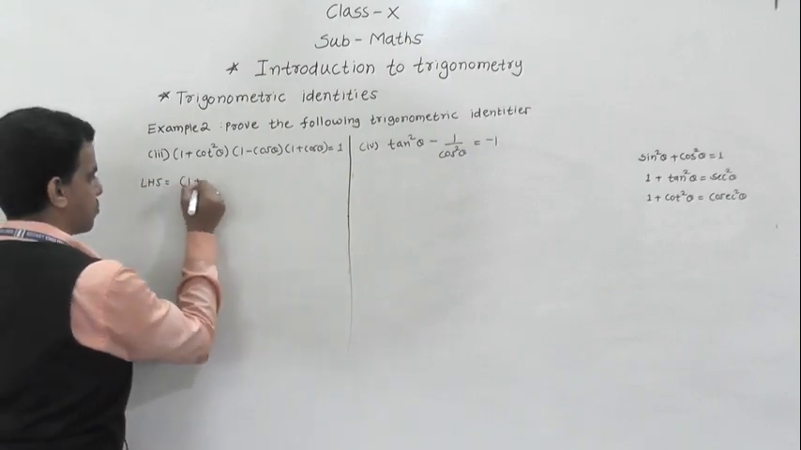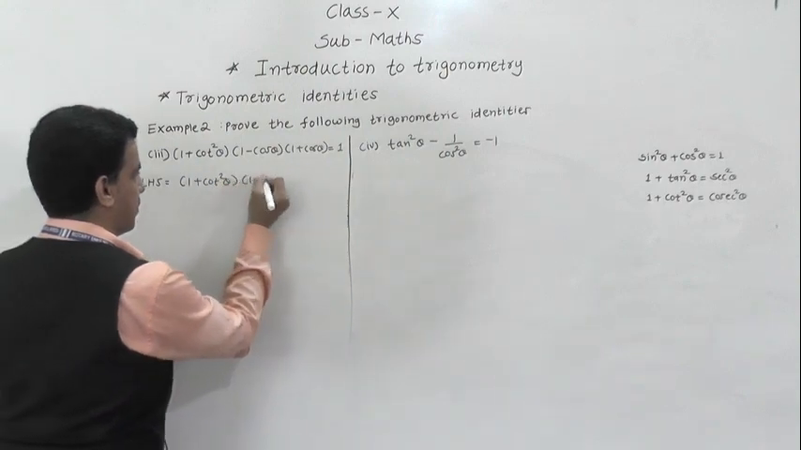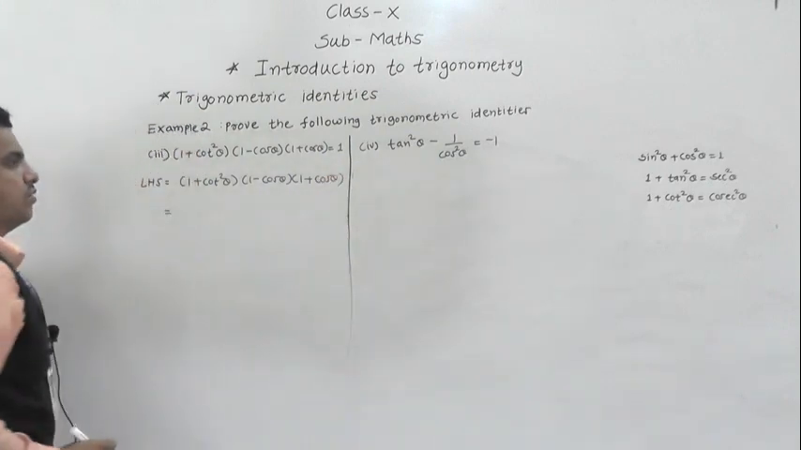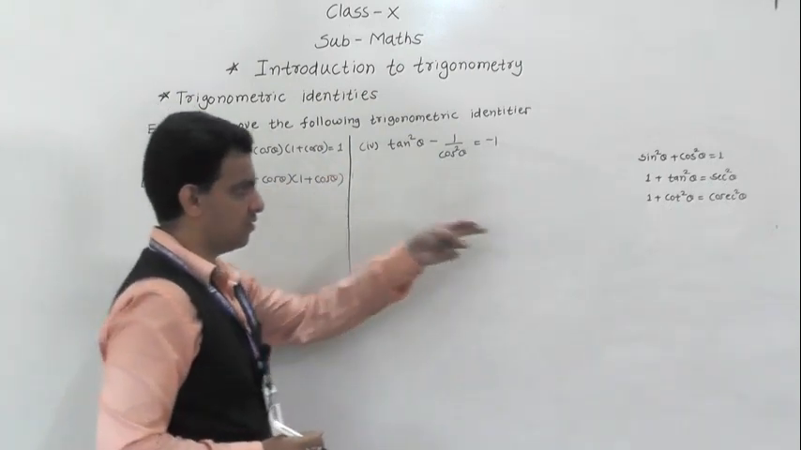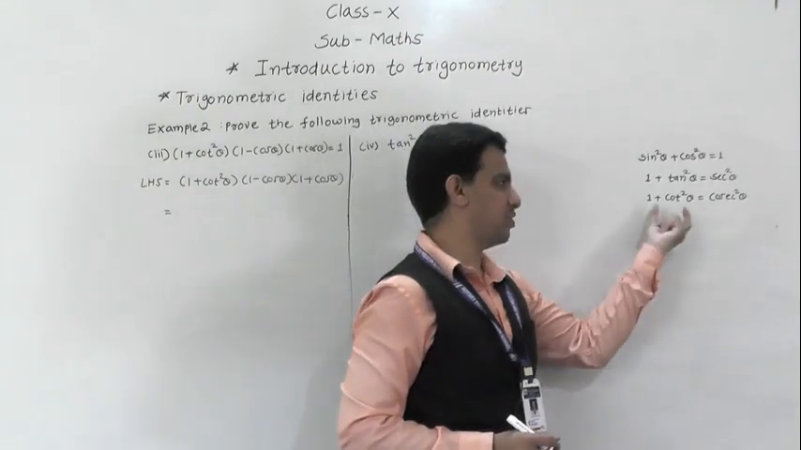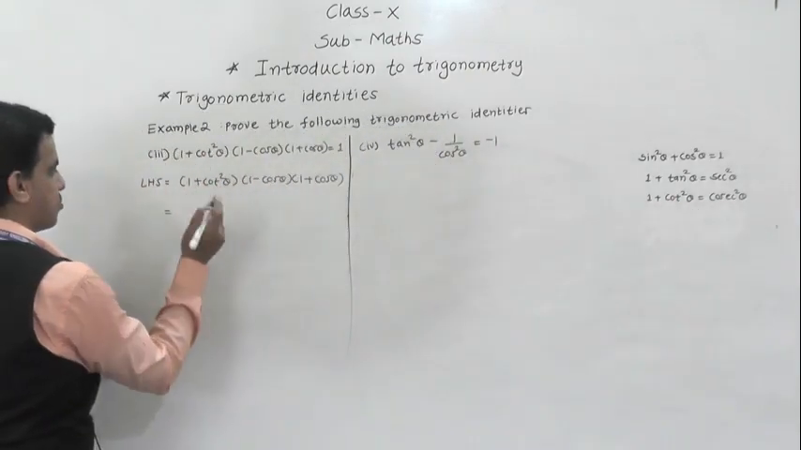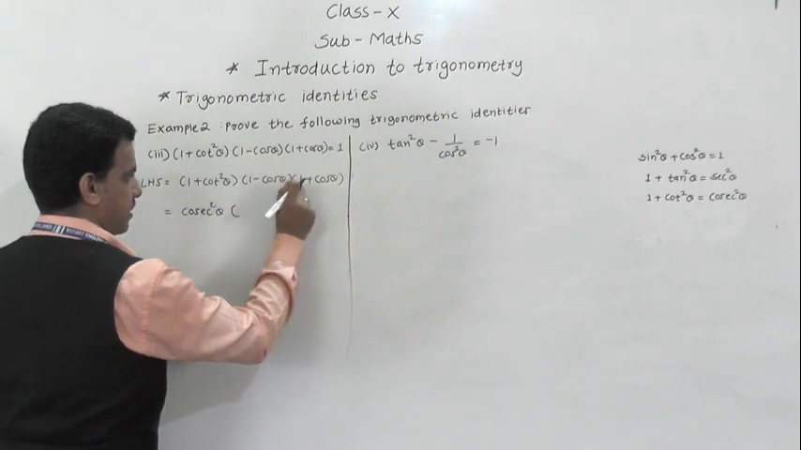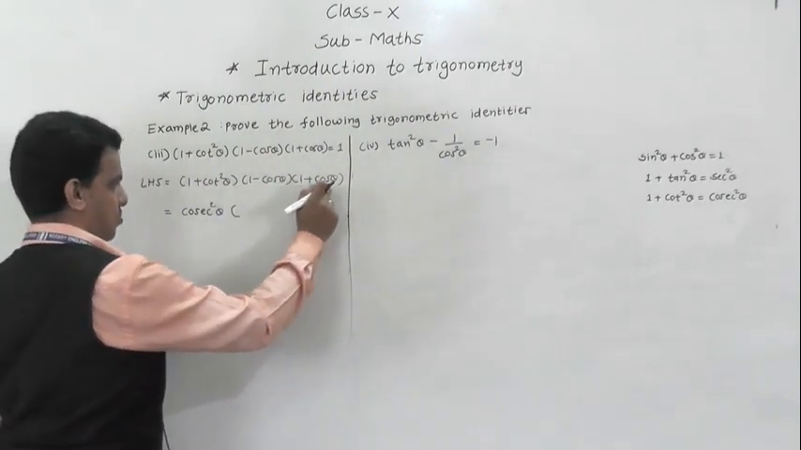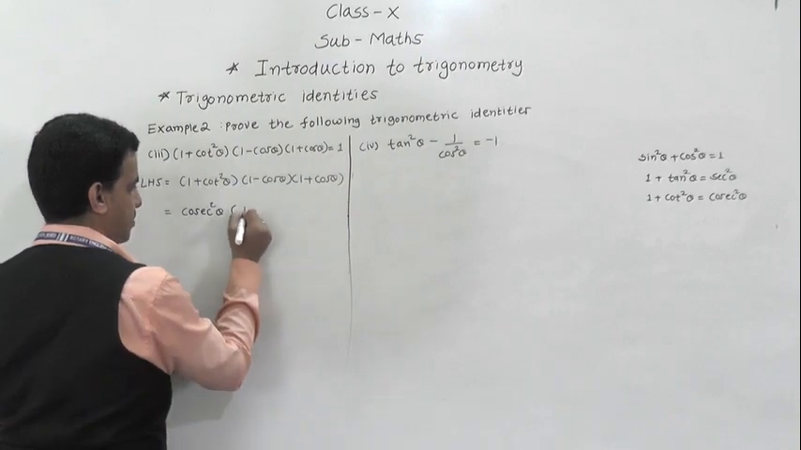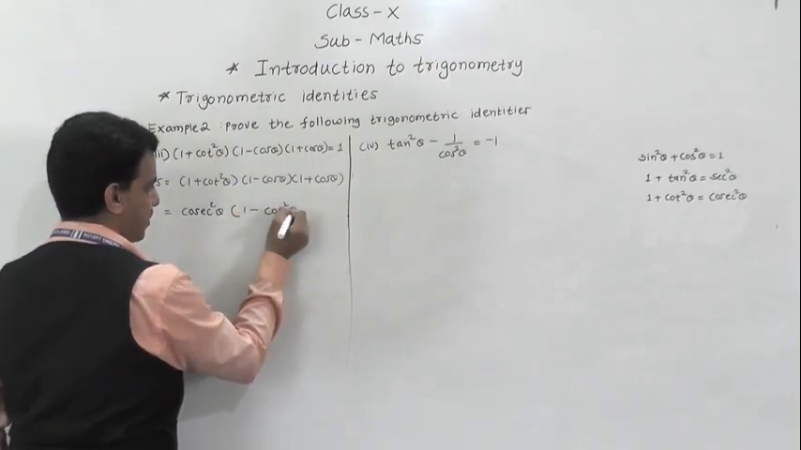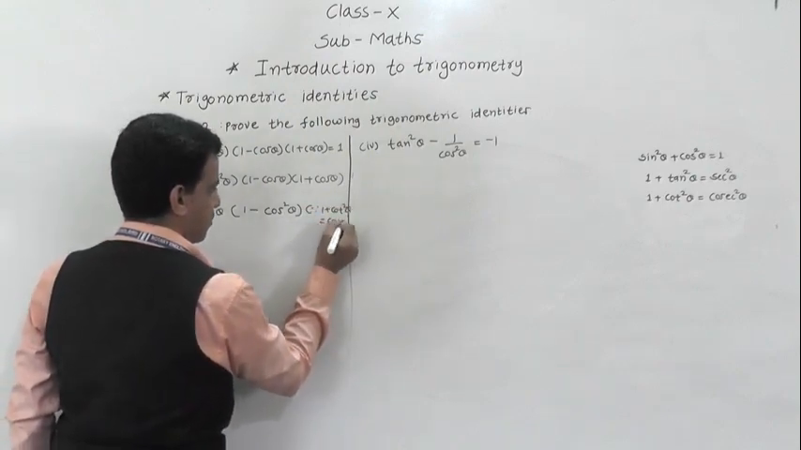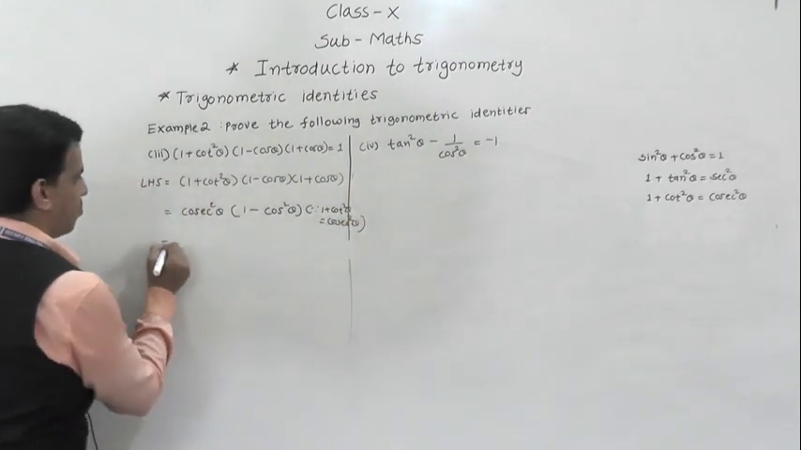So how do we simplify this? LHS, I am taking this: 1 plus cot square theta into 1 minus cos theta into 1 plus cos theta. So 1 plus cot square theta is cosec square theta, by using the third identity. And a plus b into a minus b, 1 minus cos theta into 1 plus cos theta, is 1 square minus cos square theta, so 1 minus cos square theta. The reason for 1 plus cot square theta is that it is equal to cosec square theta.